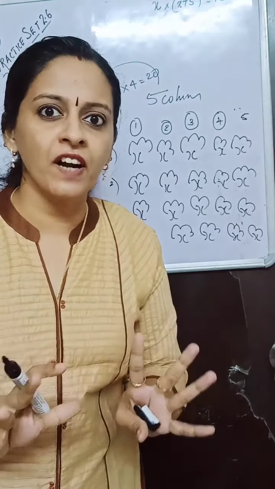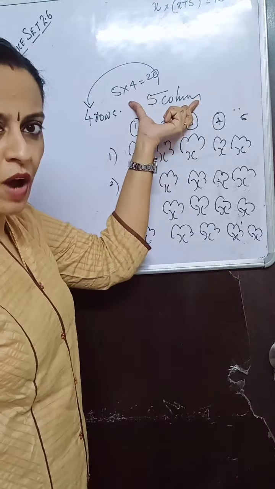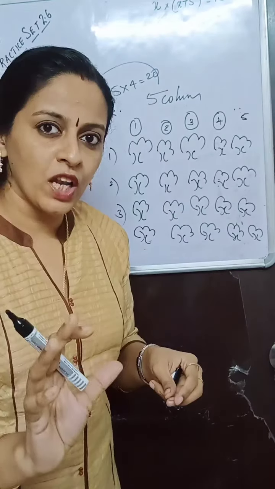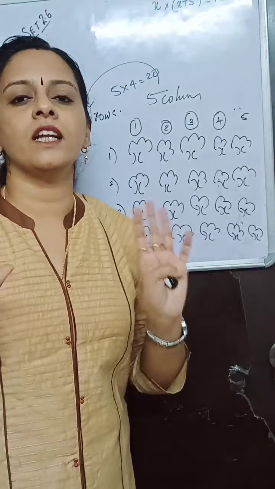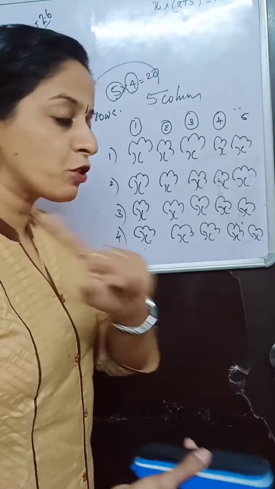What is the basic funda? Number of trees in a column, how many columns you have, that multiplied by number of rows. Number of columns into number of rows will give you the total number of trees. Is this thing clear? What is happening to Madhusudan now?